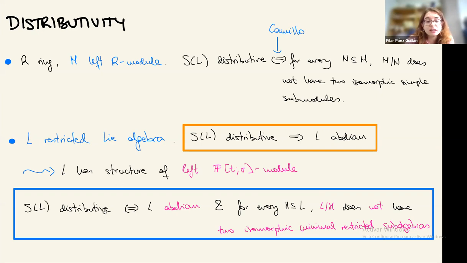The implication to one side is clear. I already said that the lattice being distributive implies L abelian, and the other condition is just applying Camillo. The other way around, well, it's also immediate by this structure and by the theorem of Camillo. So we have this theorem, which is maybe not extremely nice to state or to use, but which will allow us to obtain nicer consequences if we ask for additional hypotheses.